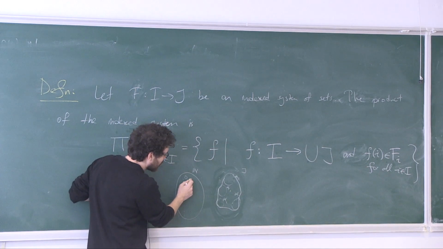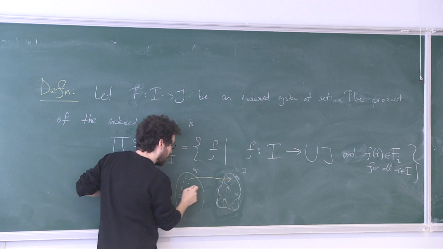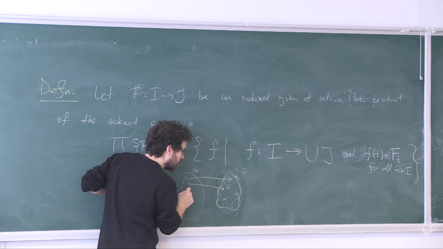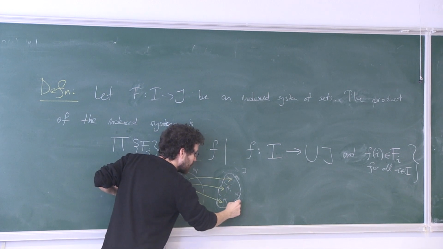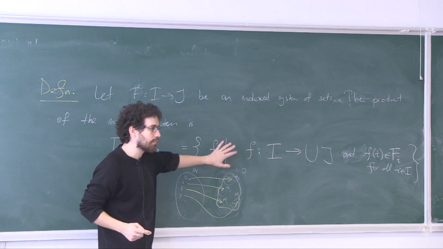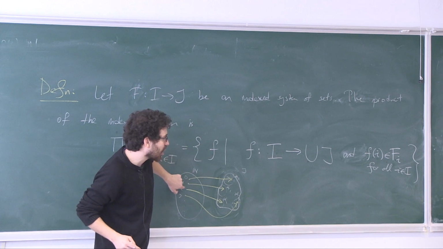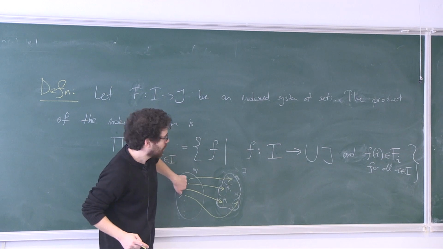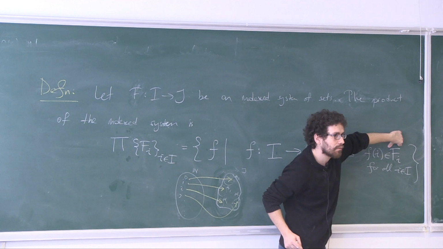So it's a function such that f of 0 is in A0, f of 1 is in A1, f of 2 is in A2, f of 3 is in A3. So intuitively, this function for each I chooses an element from the ith set. This function chooses an element from the ith set. Okay?